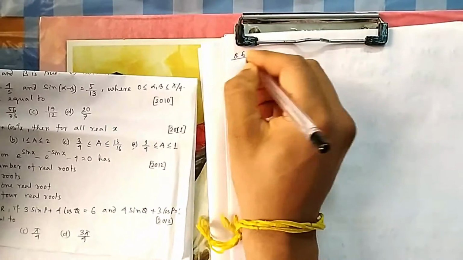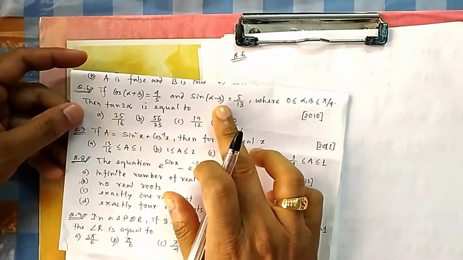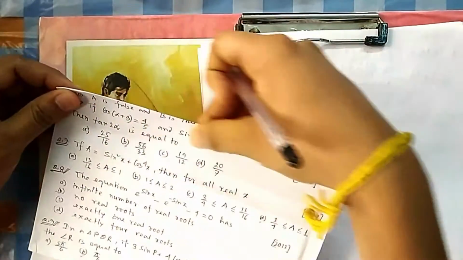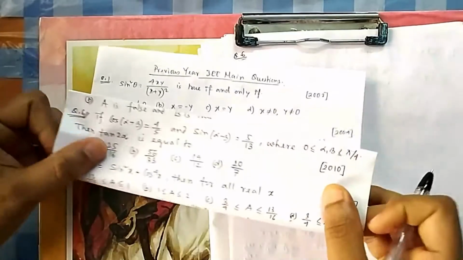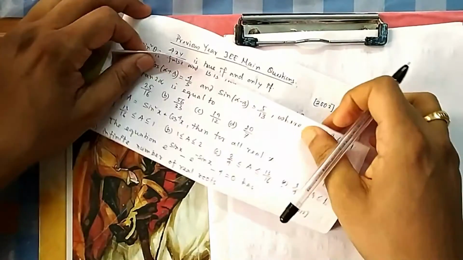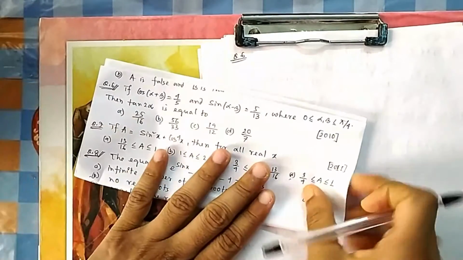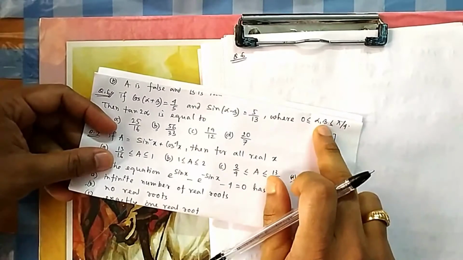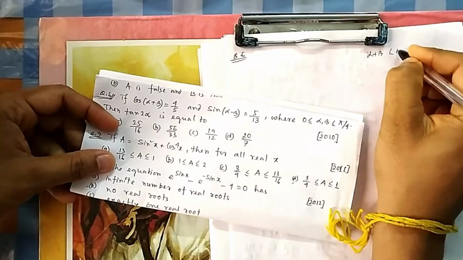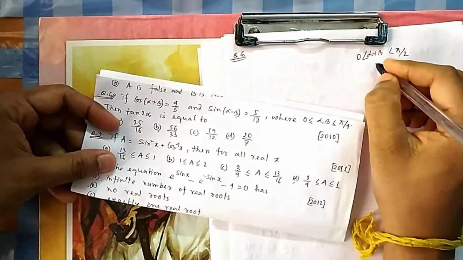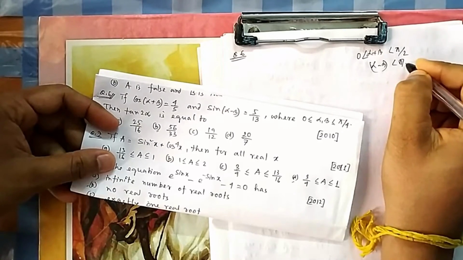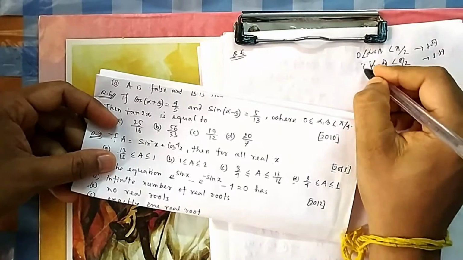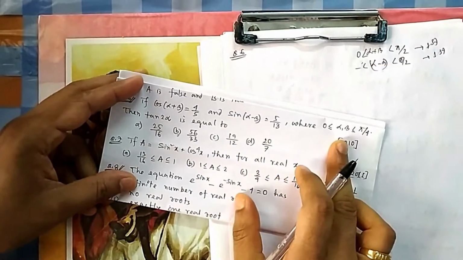Next is question number 6. So in 6, what they are asking: cos(alpha plus beta) is given, sin(alpha minus beta) is given, and they are asking tan 2 alpha, and alpha and beta both are between 0 and pi by 4. If it is 0 to pi by 4, then you can have some idea what alpha plus beta will be. That will obviously be between 0 and 90, because both are below 45. So alpha plus beta will be less than pi by 2, and alpha minus beta will also be less than pi by 2, because this will also be in the first quadrant. Okay, so both are in the first quadrant.